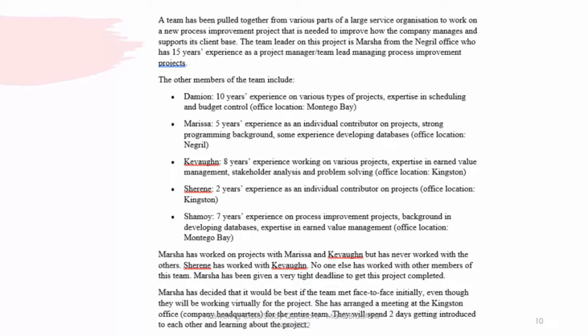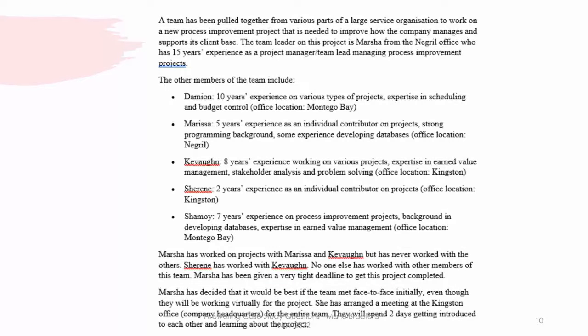So we see that we have 5 team members and Marsha is the team lead. So Marsha has worked on projects with Marissa and Kevon, but has never worked with the others. Shireen has worked with Kevon. No one else has worked with each member of this team. Marsha has been given a very tight deadline to get this project completed. So Marsha has decided that it would be best if the team met face-to-face initially, even though they will be working virtually for the project. She has arranged a meeting at the Kingston office for the entire team. They will spend 2 days getting introduced to each other and learning about the project.